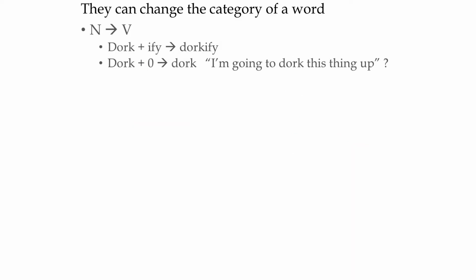So as we saw, derivational morphemes can change the category of a word. Dork plus ify, I can make a new verb, dorkify. I'm going to dorkify something. Or I might even be able to add nothing and convert this noun into a verb. Like, I'm going to dork this thing up. You may not like it, but English does in general accept it when you take a noun and you put the to in front of it to turn it into a verb. Nouns can become adjectives by adding a derivational morpheme. Dork can become dorky.